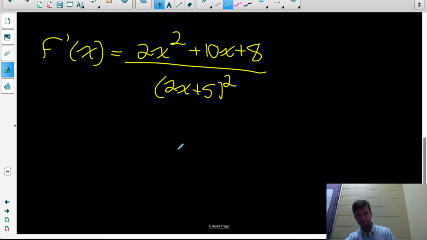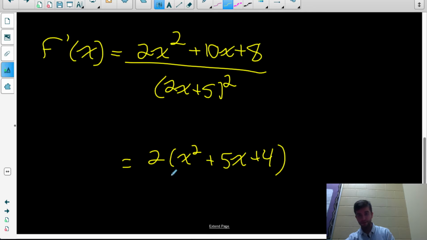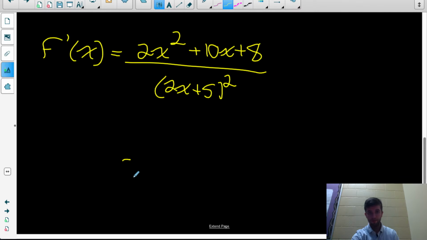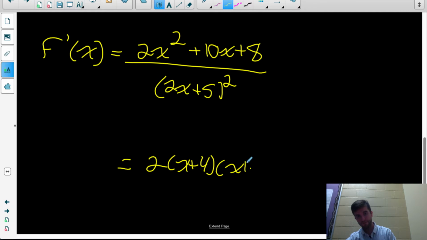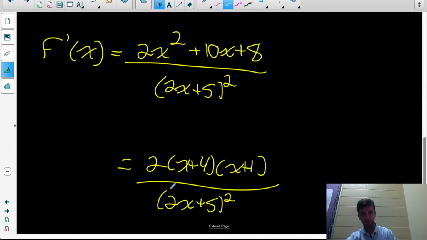So if we wanted to factor it, what I'm saying is, we could common factor it too, first off. And this actually factors further, right? This would just be multiplies to 4, adds to 5, or 4 and 1. So it could be 2x plus 4, x plus 1 over the denominator. But that doesn't help us reduce anything with the denominator, so either answer would be fine for that.